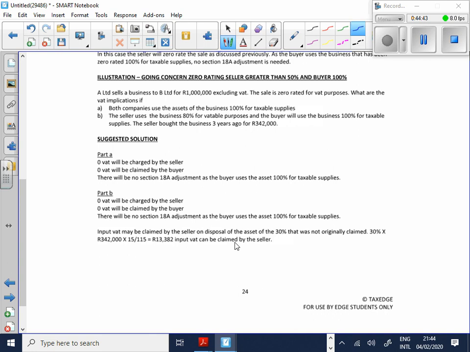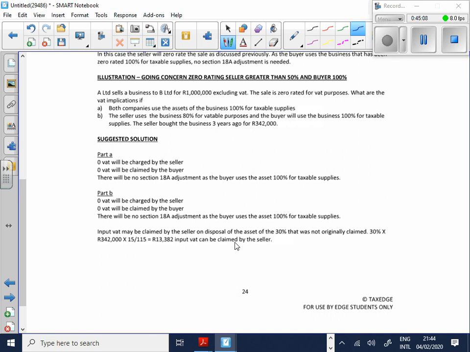And then it says part B, the seller uses the business 80% for VATable purposes and the buyer will use the business 100% for taxable supplies. The seller bought the business 3 years ago for 342. Now, here's the thing, guys. It's a really, really strange thing that's going to happen here. So, zero VAT charged by the seller, zero VAT will be claimed by the buyer. Are you guys comfortable with that?